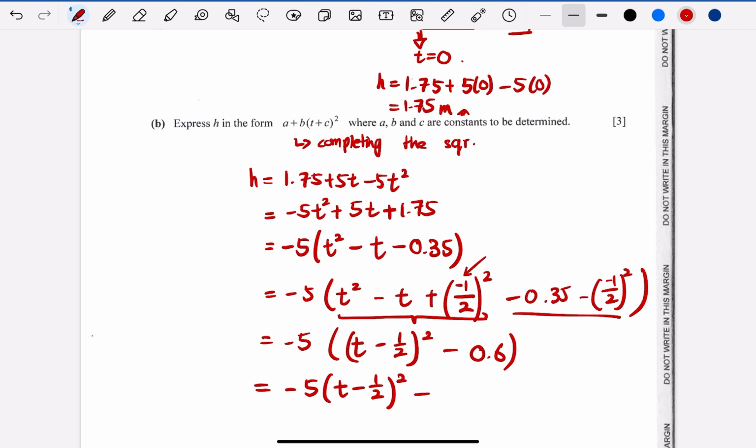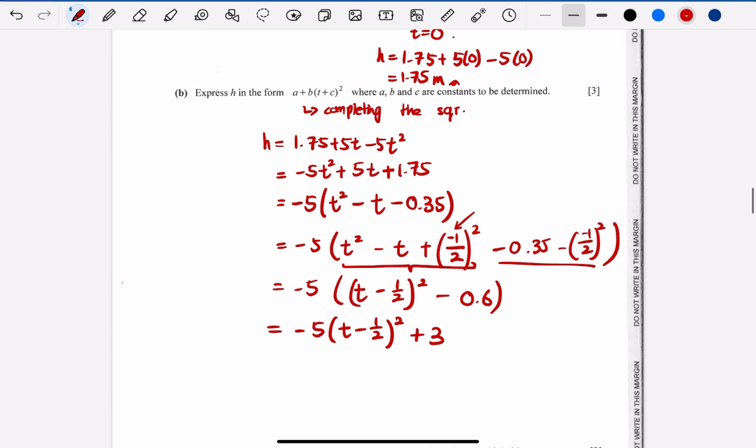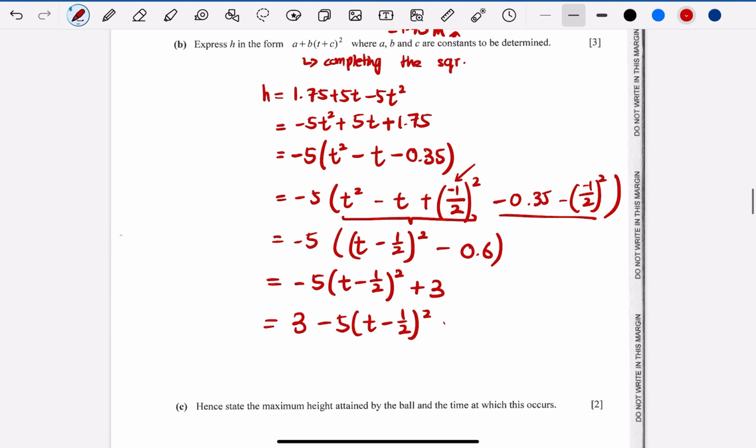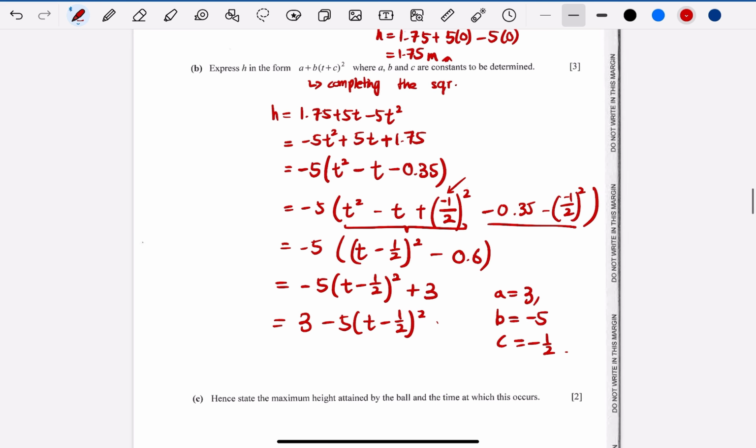Okay, this whole equation would then simplify to give you negative 5 times t minus half squared. Negative 5 times negative 0.6 gives us positive 3. Rearrange it, we get 3 minus 5 times t minus half squared, where your a is equal to 3, your b is equal to negative 5, and our c is equal to negative half. Okay, so that's how you complete the square.